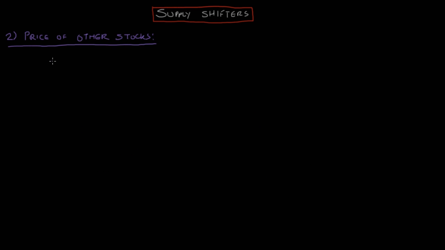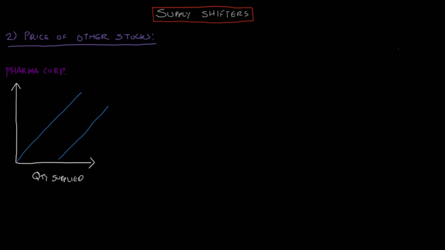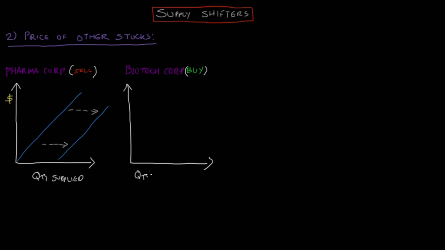The second determinant is the price of other goods. This idea is similar to substitution in our determinants of demand. Let's say you currently own shares of PharmaCorp stock, but there's a company called Biotech Corp, and you find that stock to be more appealing than PharmaCorp. You might make the decision to sell your current shares of PharmaCorp stock and acquire Biotech Corp stock. These actions will increase the supply of PharmaCorp stock, and this will create a shift in the supply curve to the right, and will also increase demand for Biotech Corp, which will shift the demand curve to the right as well, because when you buy Biotech Corp stock, this will increase demand.